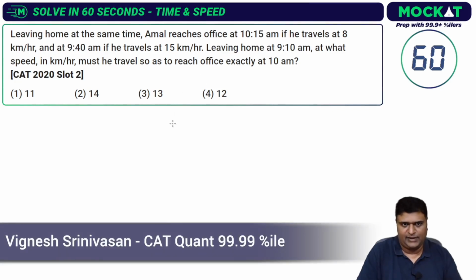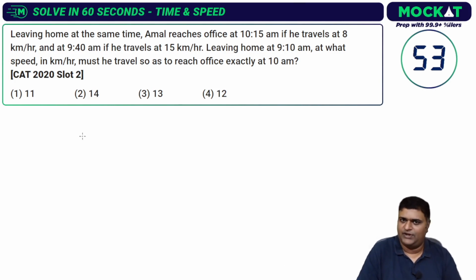Now let's look at another time and speed question. Leaving home at the same time, Amal reaches office at 10:15 a.m. if he travels at 8 kilometers per hour, 9:40 a.m. if he travels at 15 kilometers per hour. Okay, fine. Leaving home at 9:10 a.m., at what speed should he travel to reach office at 10 a.m.? 15 minutes of travel time over here.